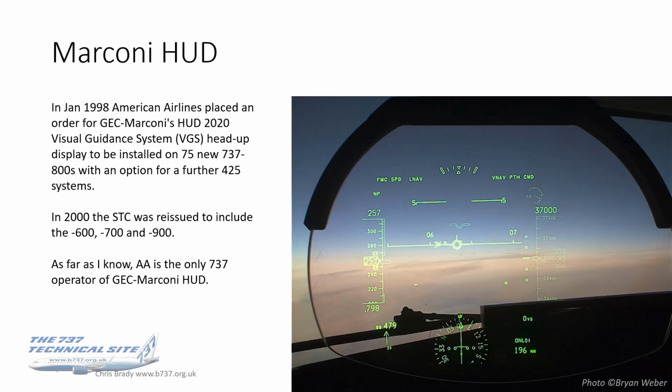American had placed the order in early 1998, so it was the year before certification, and that order was for installation on 75 new 737-800s and an option for a further 425 systems. I don't know if they took those options up or not. Perhaps someone from American, if you're watching, you could give us an update on the program.